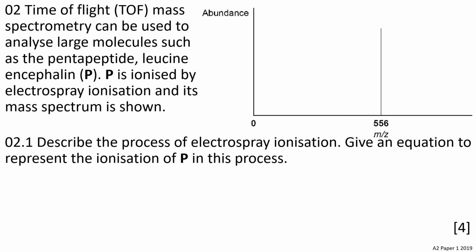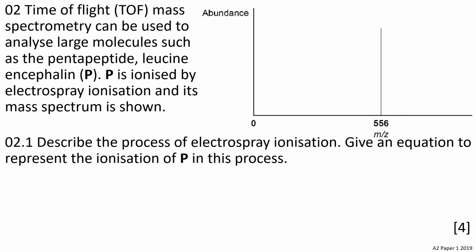Okay, so again, some just factual recall here. We need to describe the process of electrospray ionization. We've also got the graph there, the mass spectroscopy, giving us the abundance and the ions. In this case, we can only see the M over Z of 556, which we'll need to use in the next part of the question.